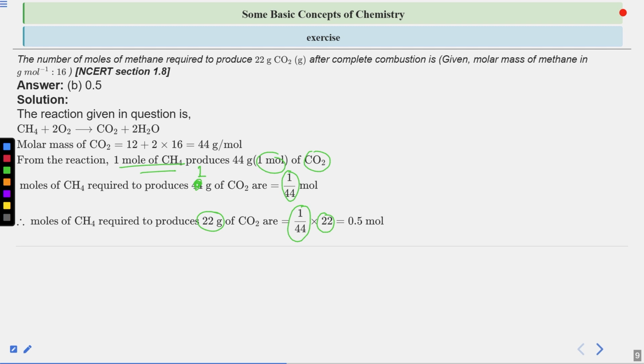Clear? So yes, CH4 is the methane. Any doubt in this question? This was asked in the JEE Mains 2024. If you are able to solve this question, then I think your chapter is almost undoubtedly clear. Okay. So moving on further.